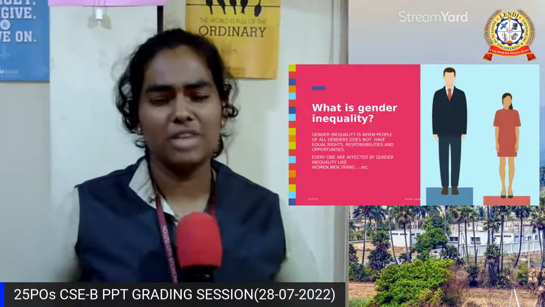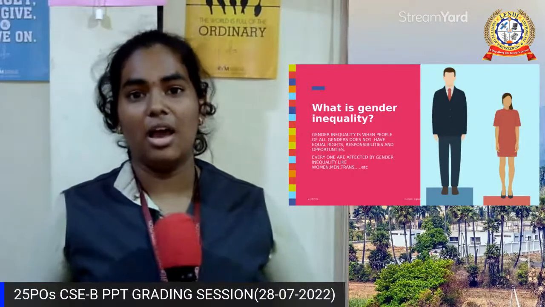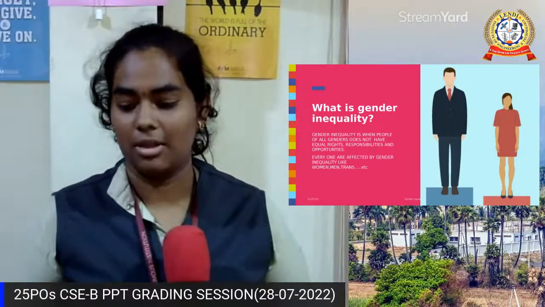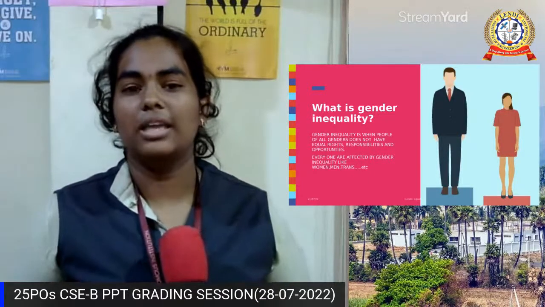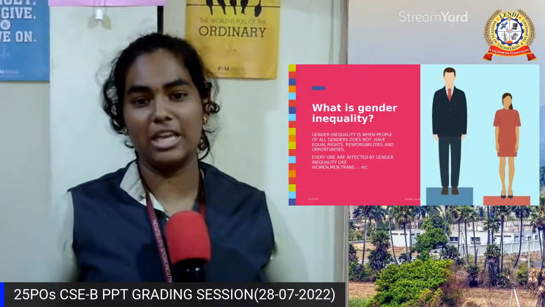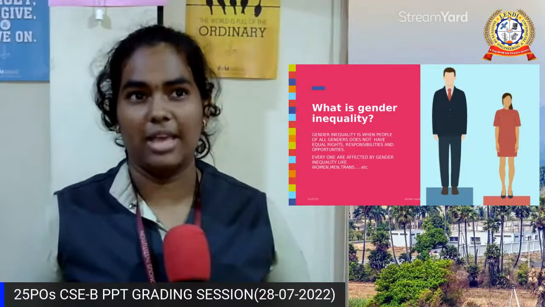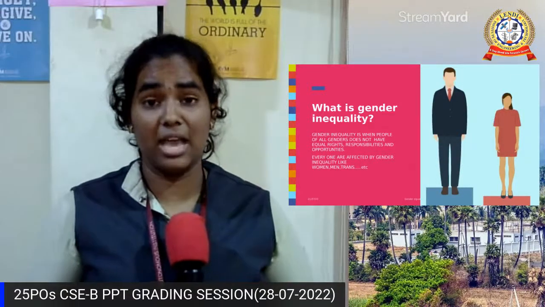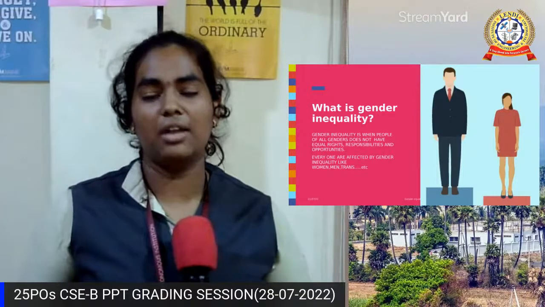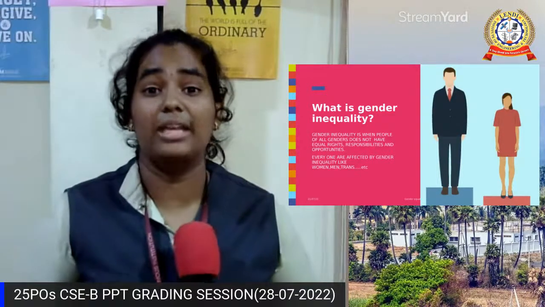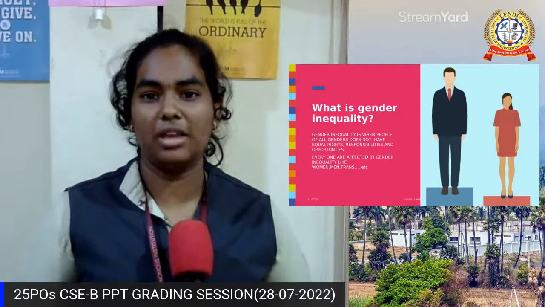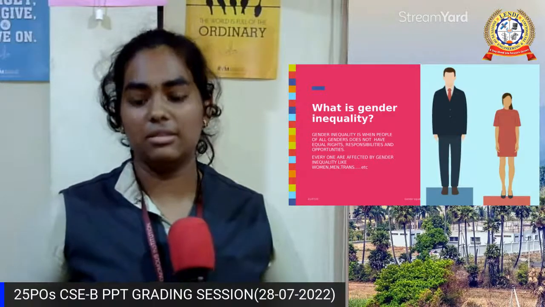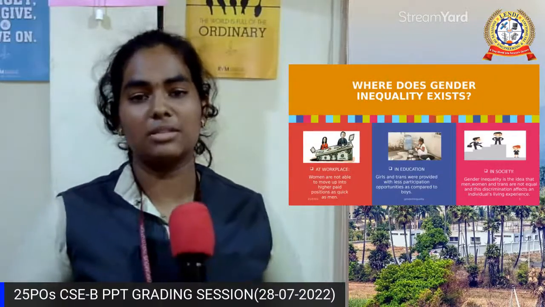By this gender inequality, so many were affected, mainly children and men, women, everyone, including transgenders. The main issues of gender inequality are that education was not provided to everyone, and healthcare, the medical care, was not given to everyone, and also law, and even employment. In employment there were so many differences between the genders.